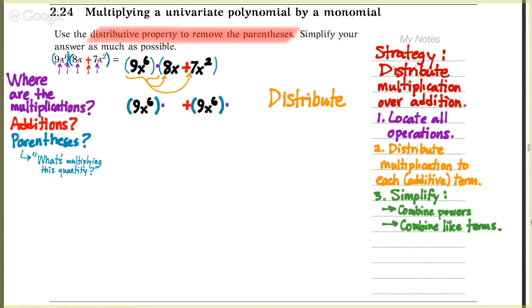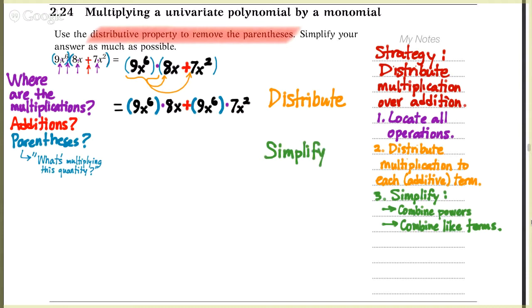And again, I'm going to add in this step here that you are encouraged to add in as long as you're still gaining practice and experience with this technique. I'm going to add in the step where I make that multiplication explicit. 9x to the 6th times 8x plus 9x to the 6th times 7x squared. That makes it clear exactly what we did to get from the first line to the second line here. And now the distribution step is done.